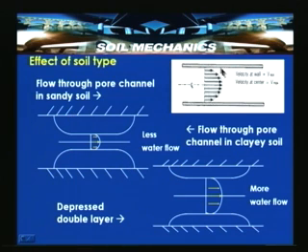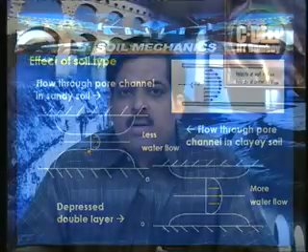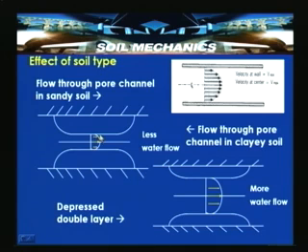Here, this coating of adsorbed water layer is absent in the case of sandy soil. In this case, as you can see, flow through a pore channel in a clay soil with a developed double layer. Suppose the layer is depressed because of some cation exchange which is taking place; because of that there can be more water flow because the double layer is depressed here, which is shown here. In case the double layer is fully developed, then we will see that less water flow takes place.